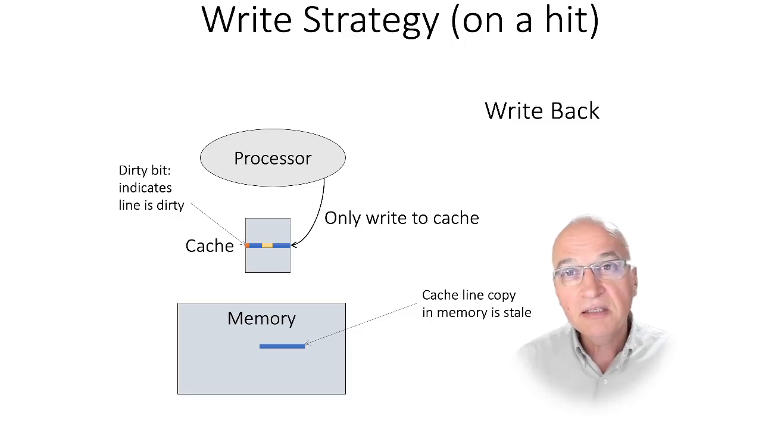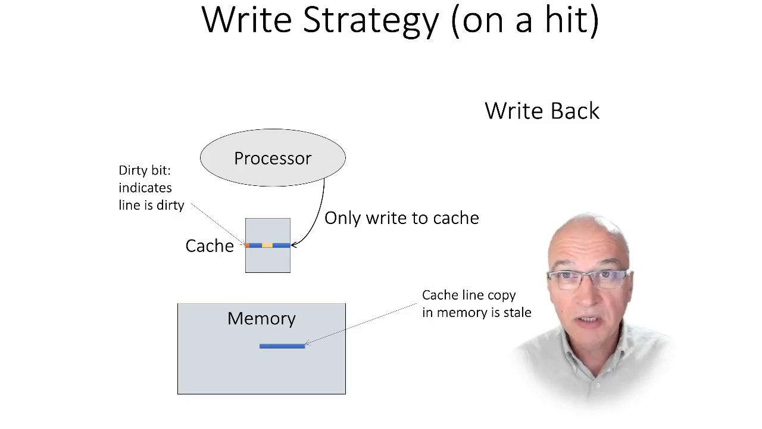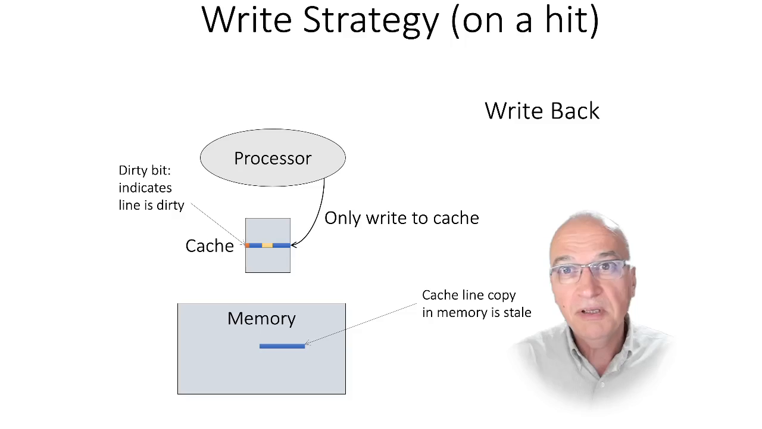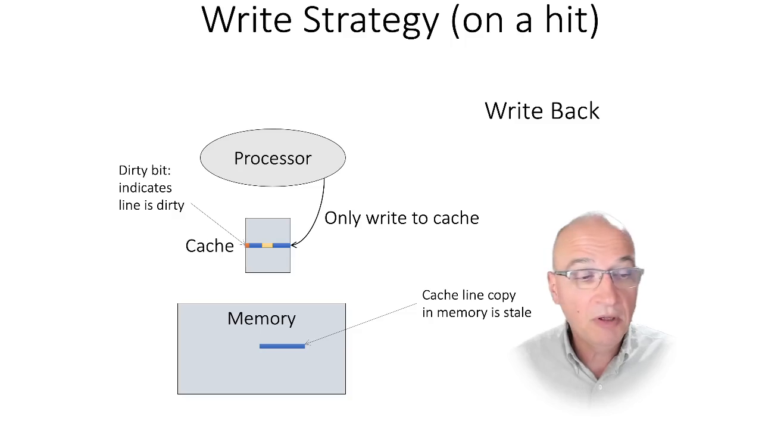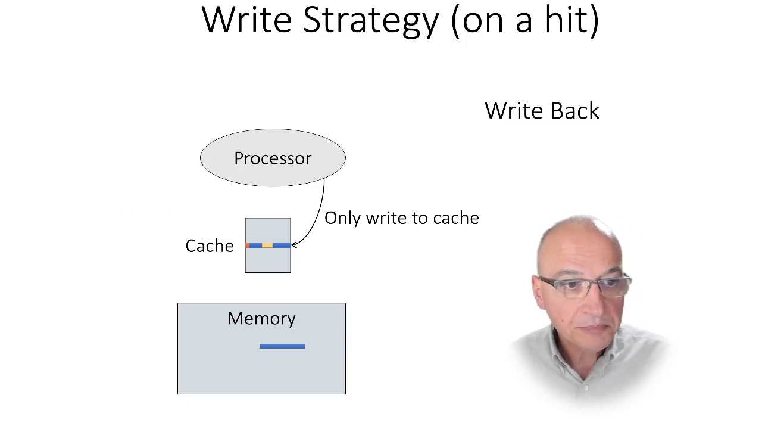So when I write, when I do a store, I'm storing only a single word. Remember, a block in the cache contains multiple words. I only write into one of them, but I mark the entire block as being dirty because at least one bit of the block may have been changed.